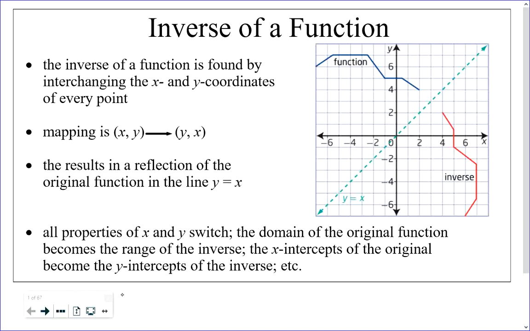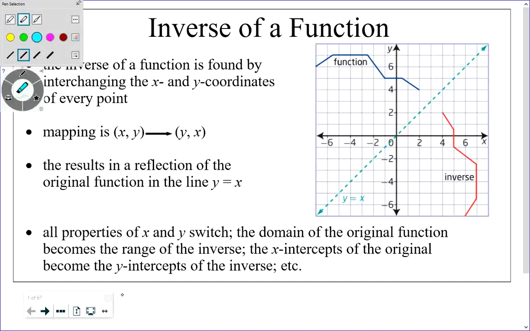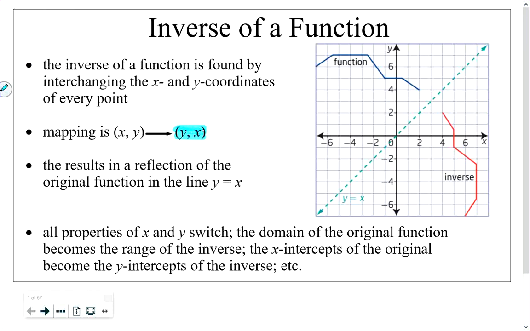And again, I feel the need to say that when we talk about this part of the mapping, this statement here, I'm not meaning to suggest that on the inverse the first number is a y coordinate. The first number in that ordered pair is an x coordinate. It's just the y coordinate that was on the original becomes the x coordinate on the inverse. Every property of x and y switch.